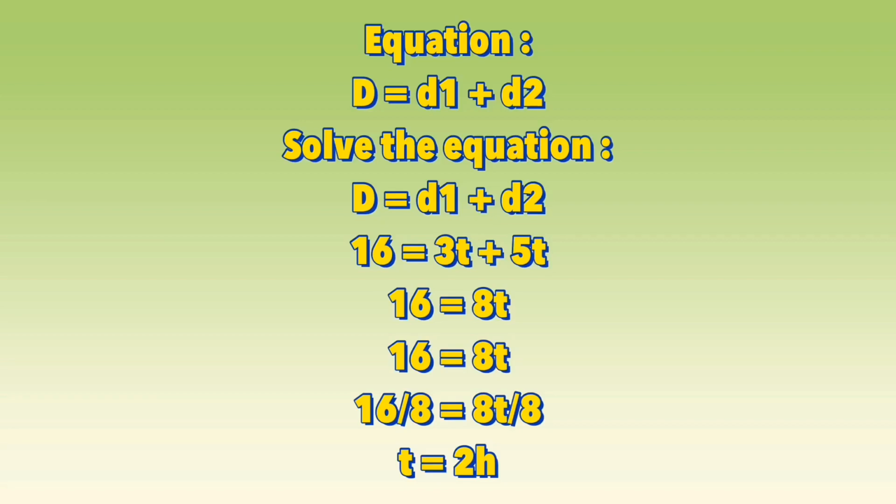Then we have to simplify. We're going to combine like terms: 3t plus 5t equals 8t. And just copy the 16. Now we're going to divide both sides by 8. So 16 divided by 8 equals 2, and 8t divided by 8 equals t. So our time equals 2 hours.